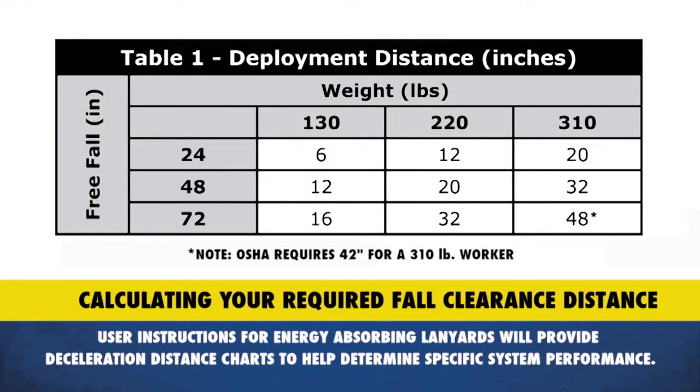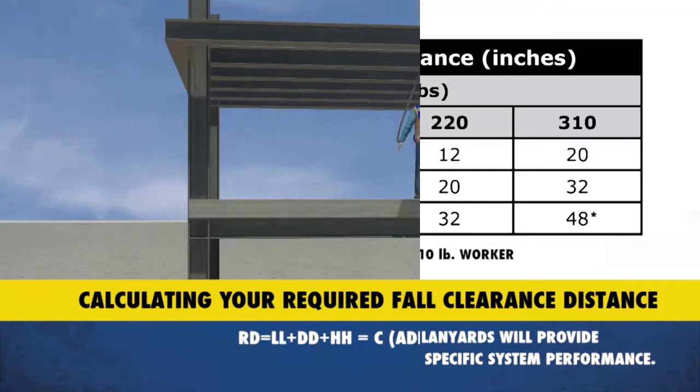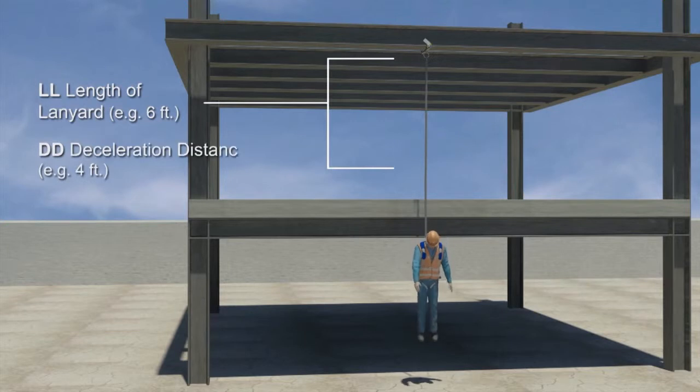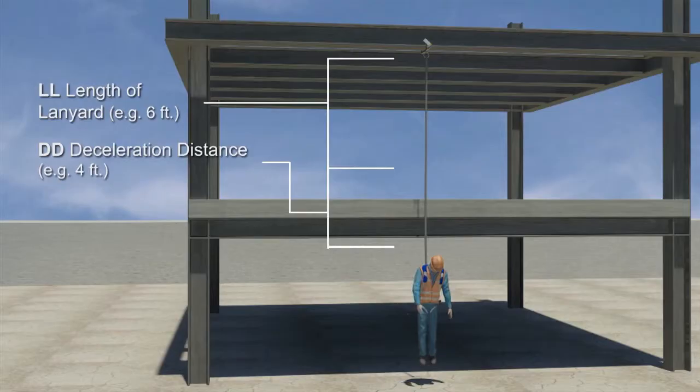User instructions for energy-absorbing lanyards will provide deceleration distance charts to help determine specific system performance. Ideally, the maximum deceleration distance is factored in when determining the required fall clearance distance. Let's look at the following animation to illustrate fall distance closer. In this demonstration, a worker is connected to an overhead anchor point with a 6-foot lanyard. When the worker falls, the energy absorber on the lanyard activates, creating a deceleration distance of 4 feet.